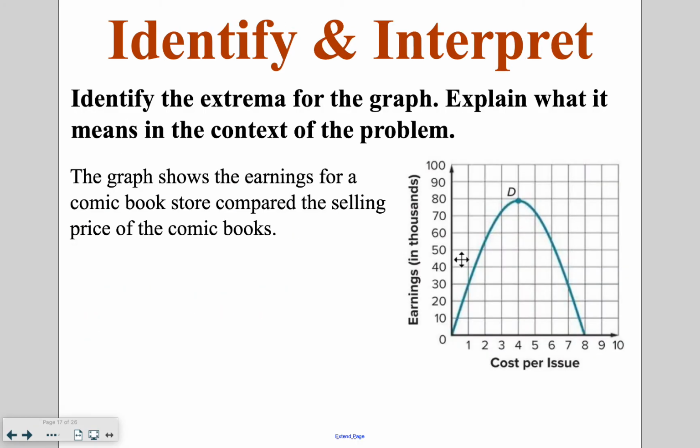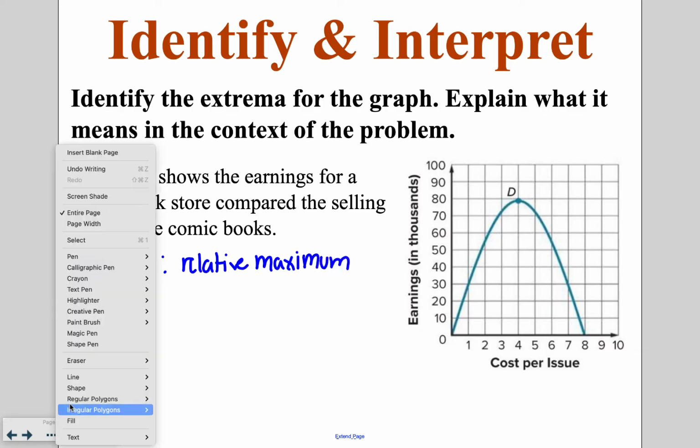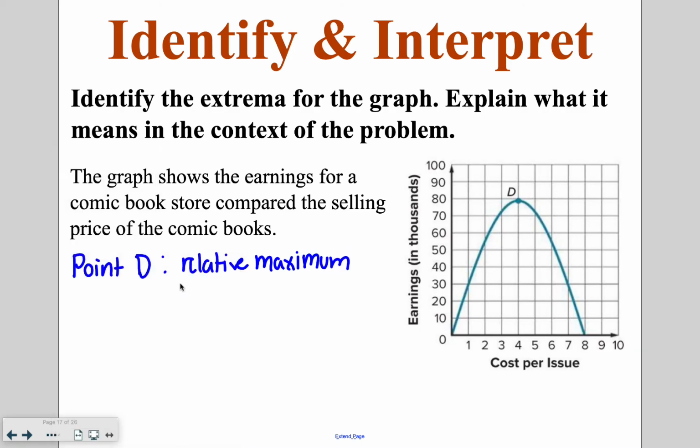We also want to be able to identify these extreme points within the context of a word problem. So the graph shows the earning of a comic book store compared to the selling price of comics. So our first job is to identify the extreme value, which in this case is obviously going to be point D. And point D in this case is a relative maximum. It is a high point within our graph.